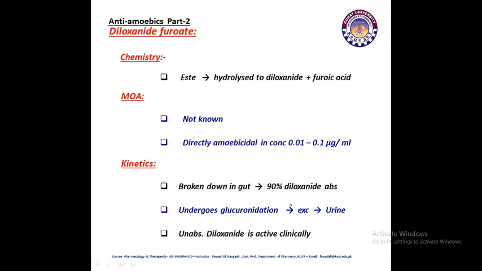It undergoes glucuronidation and is excreted in the urine. Unabsorbed diloxanide is clinically active. This is a phase 2 biotransformation reaction, excreted by conjugation in the urine. Unabsorbed diloxanide is active clinically.